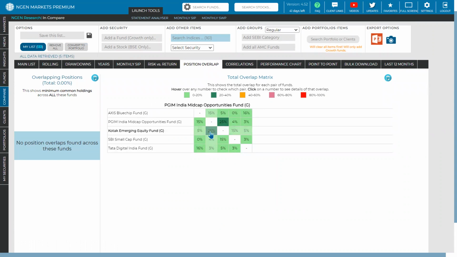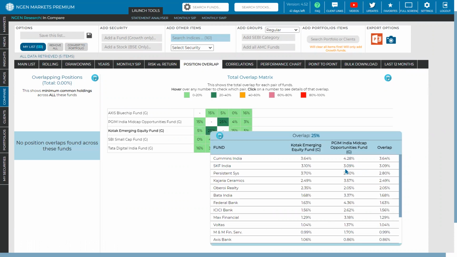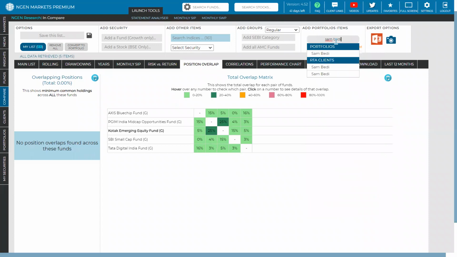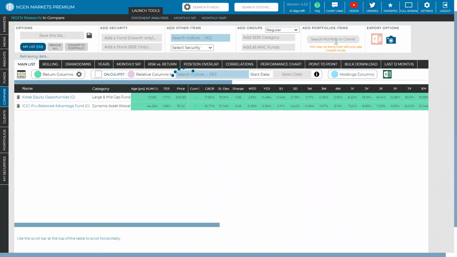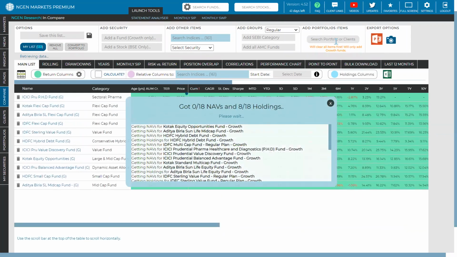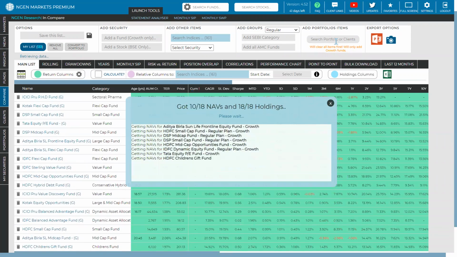Even if it is having some, I can just click on it and I can see that, okay, 25% of the entire funds are overlapping. Another process I'm adding again. So it's a very seamless way of checking overlaps of any client's portfolio in one single go.